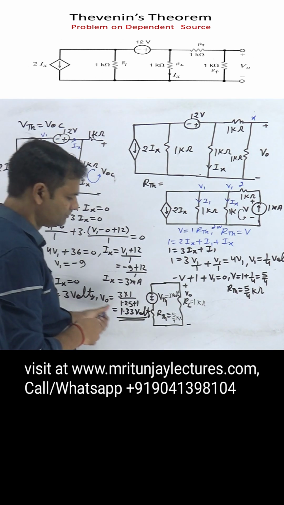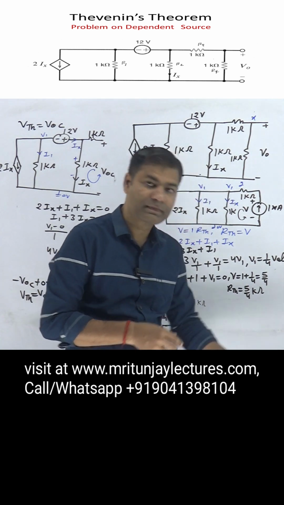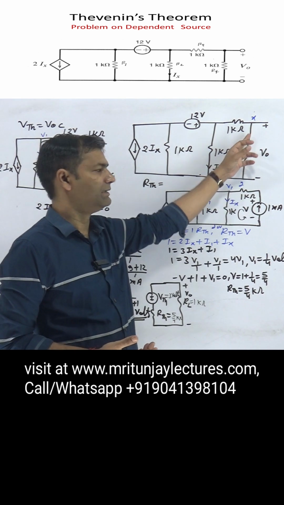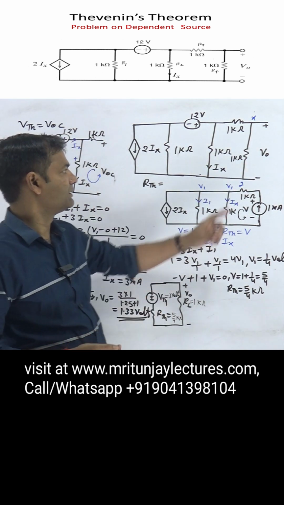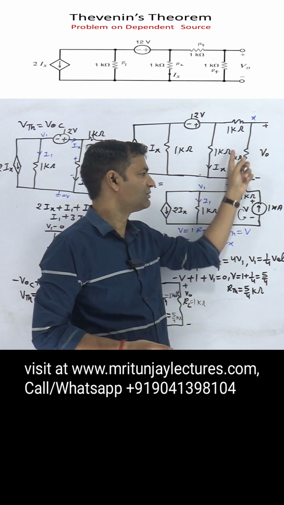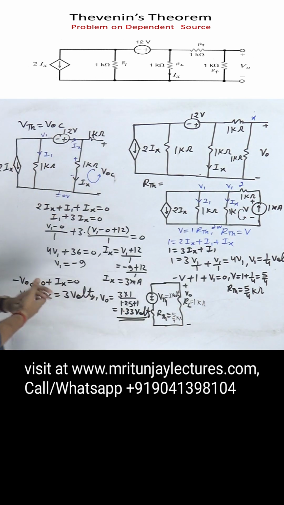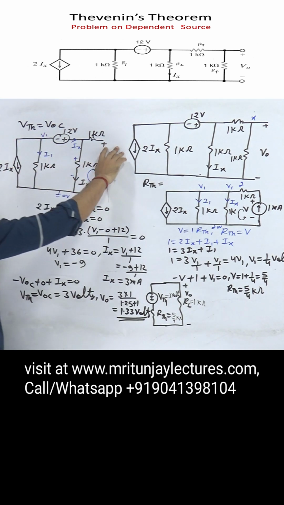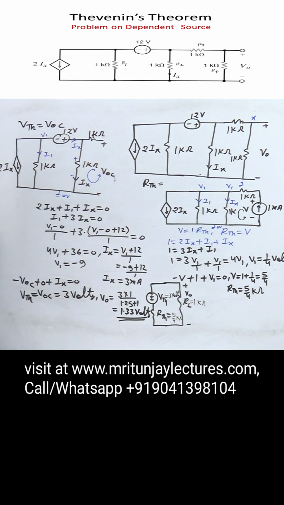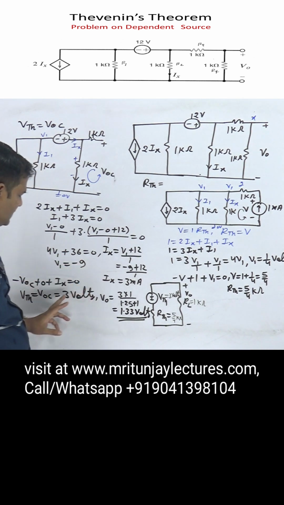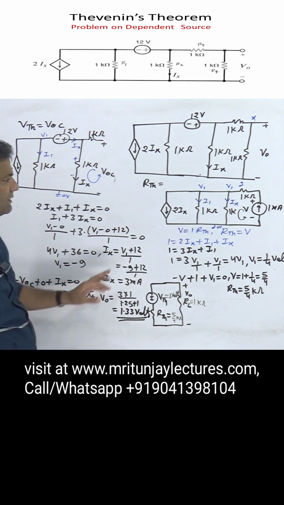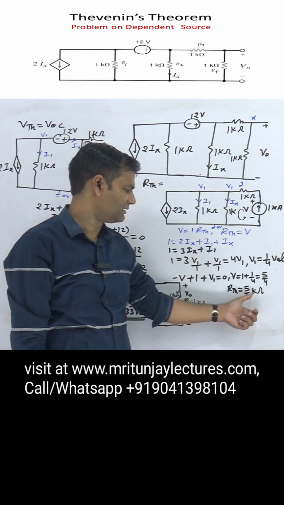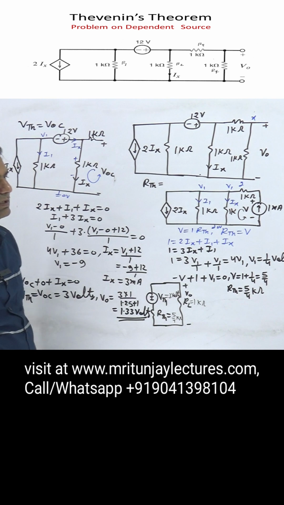Clear? So how did we achieve this target? First of all, we considered RL as the load. We considered X and here Y, and this one is the RL load. After that, the whole circuit is converted into Thevenin's equivalent. Determine VTH with the help of the open circuit, that is V of OC, which is 3 volt. After that, determine RTH with the help of KVL and KCL. These values are put here and we get V0.